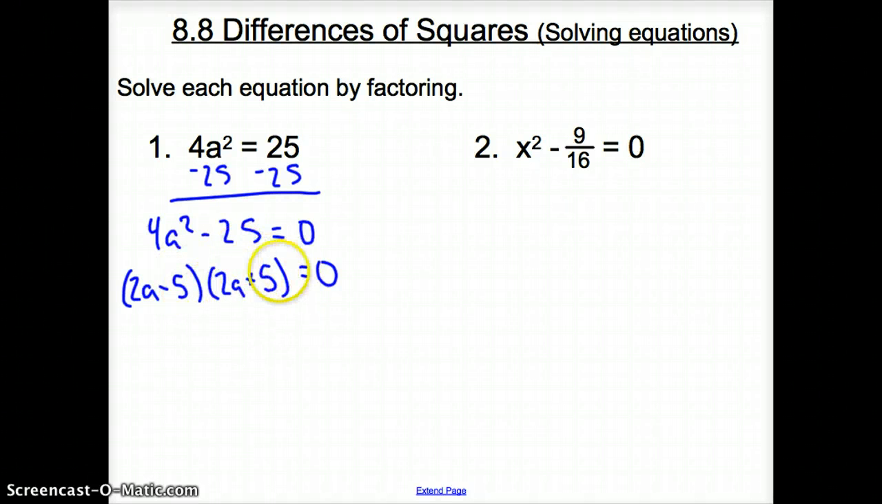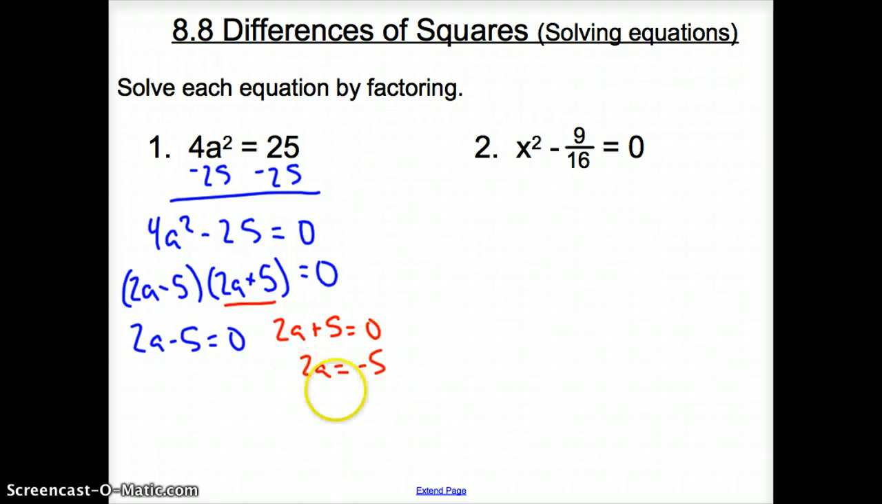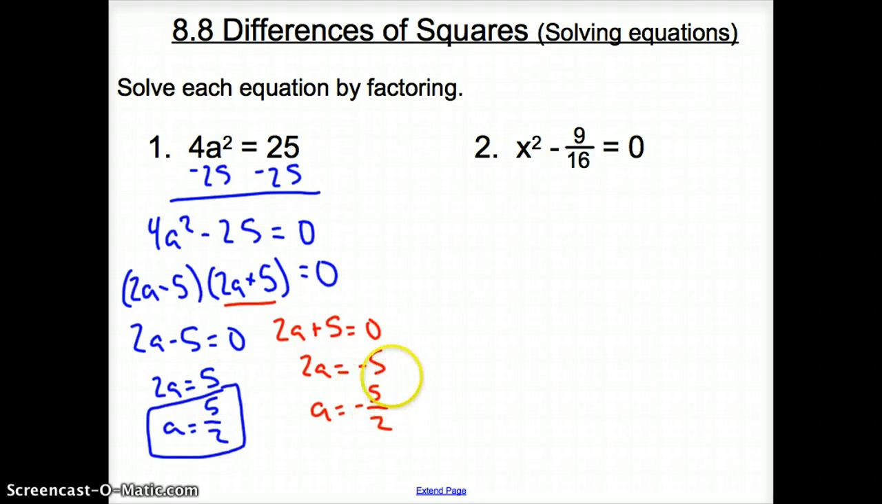Now, since they both equal 0, we can go 2a minus 5 equals 0, and then we can take this guy and go 2a plus 5 equals 0. Solving for both, we subtract the 5 over to get 2a equals a negative 5, divided by 2, so a equals a negative 5 halves. And then in the blue guy, we add the 5 over, so 2a equals 5, dividing by 2, a equals 5 halves. So our two answers are a equals 5 halves and a equals a negative 5 halves.